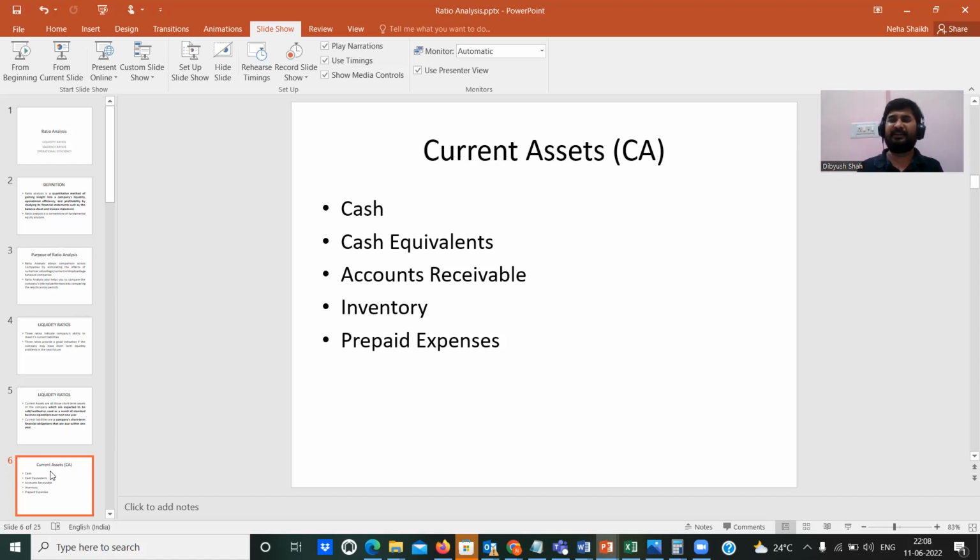Third is accounts receivable. Accounts receivable is something you have when you are making credit sales in the ordinary course of your business. That is why it involves no interest element, because normally you expect to realize accounts receivable within 90 or 120 days. So no interest is charged.